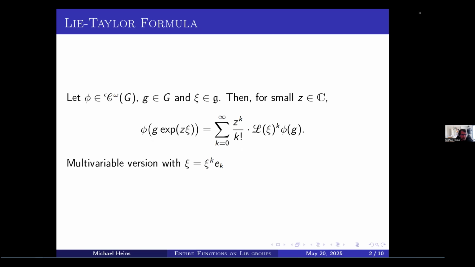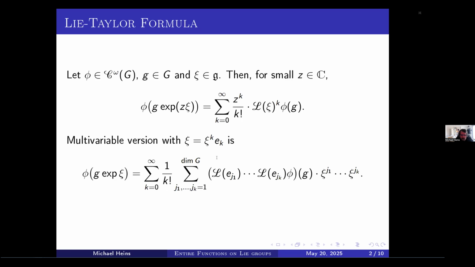So, God forbid, we choose a basis E1 to En of the Lie algebra once and for all. And then we can expand our xi in this usual basis way. And then you can just plug this in for the xi and multiply out. So multiplying this out essentially in the universal enveloping algebra of your Lie algebra. If you want, this is really what is happening.